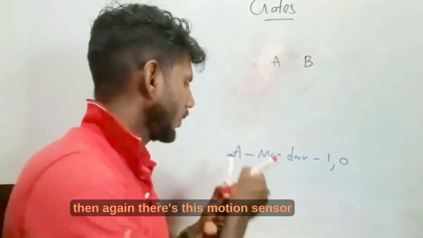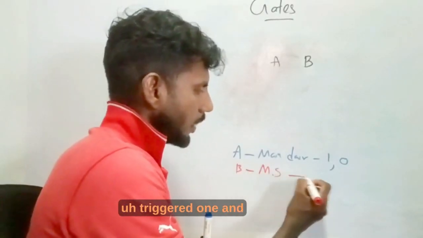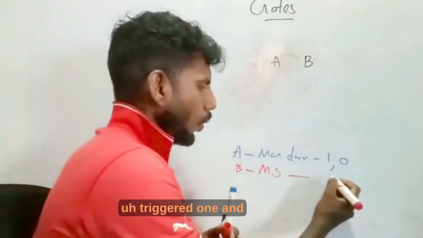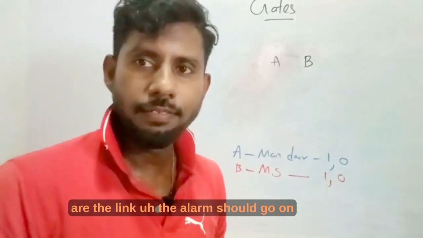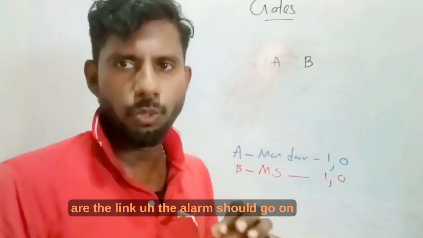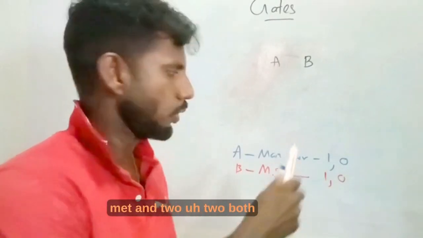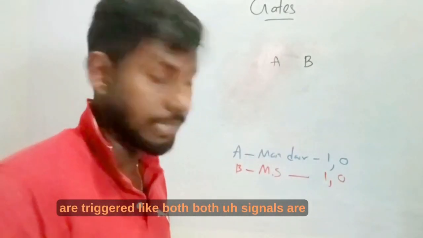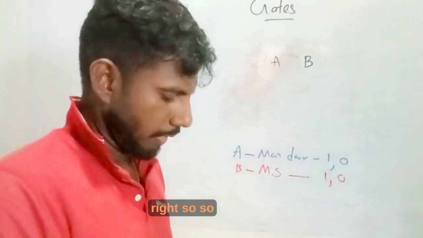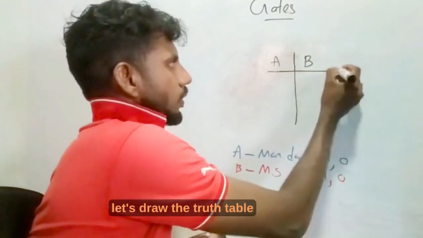Then there's the motion sensor, B. Motion sensor triggered is 1, and if it's not triggered, 0. They are telling us the alarm should go on only if these two are met, like both signals are triggered. Right, so let's draw the truth table.